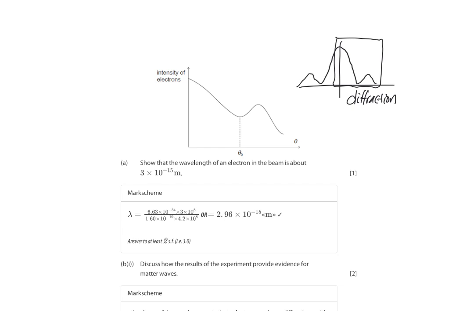Now, A actually has nothing to do with the graph. It says show that the wavelength is about 3 times 10 to the negative 15 meters, and we're using the formula that I gave you before from E equals hc over lambda. We have h, we have c, we have the energy in electron volts, and we have the electron volt to joule conversion because h is in joule seconds. We get 2.96 times 10 to the negative 15 meters.